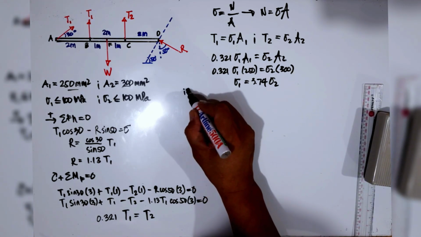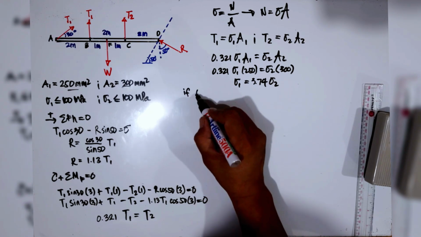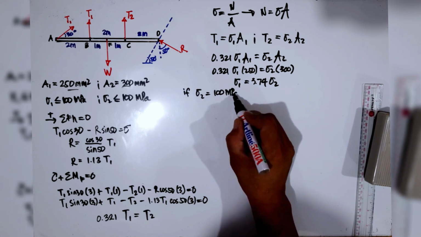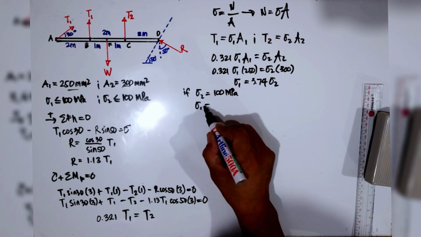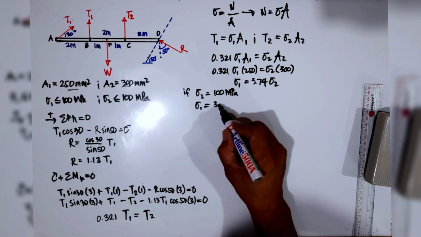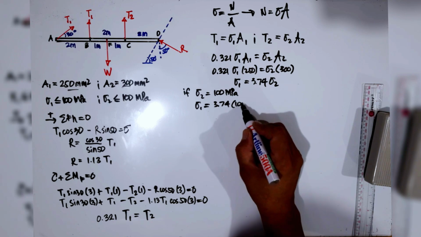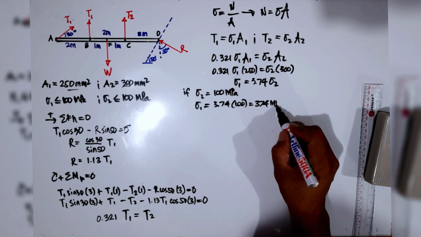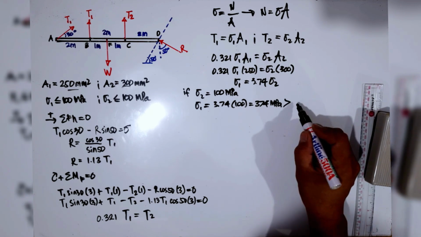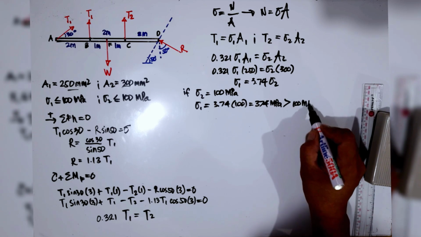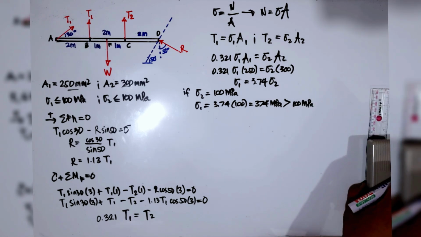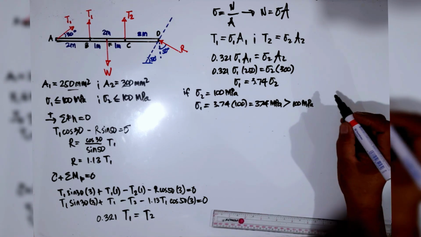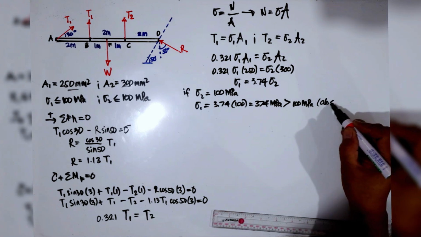Let's say, for example, sigma 2 will reach the maximum of 100 megapascal. What will be the stress sigma 1? That's 3.74 times 100, and that's 374 megapascal, which is way over 100 megapascal, which is the limiting stress for all the cables. So this is not possible.